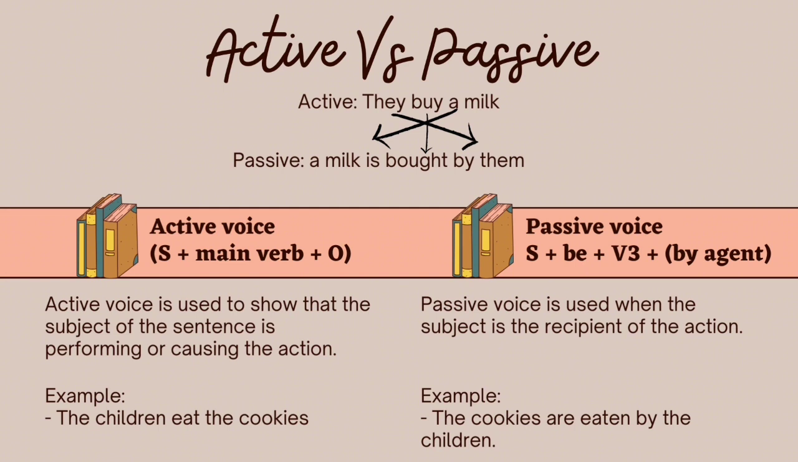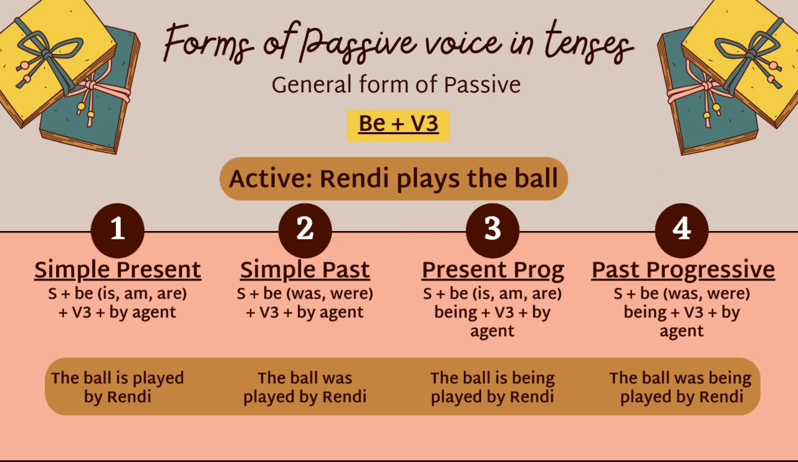We look at the active voice first. The example of active voice: the children eat the cookies. And we change to the passive voice: the cookies are eaten by the children. So after we have known the definition, the form, and the example of active voice and passive voice, let's step forward to the forms of passive voice in tenses.